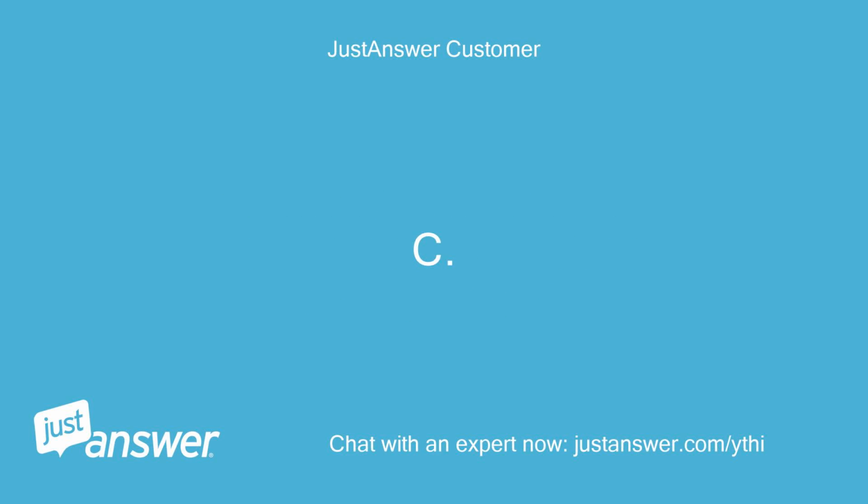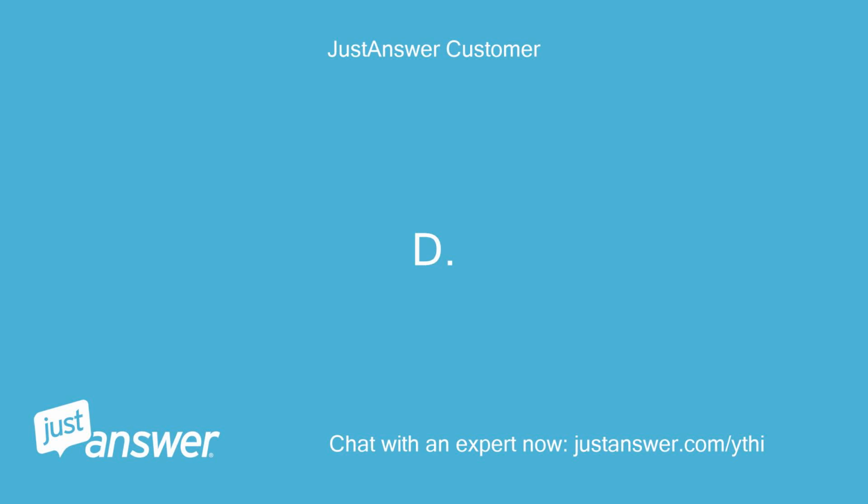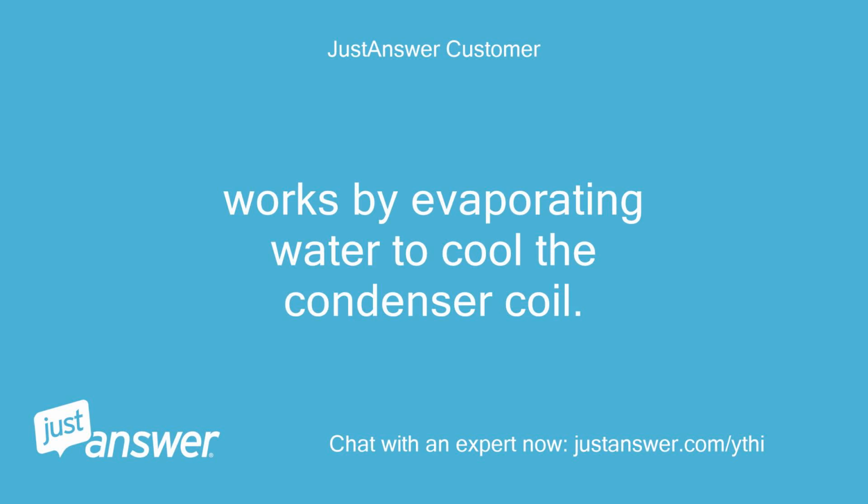C. Cools air through the evaporation of refrigerant inside the condenser. D. Works by evaporating water to cool the condenser coil.